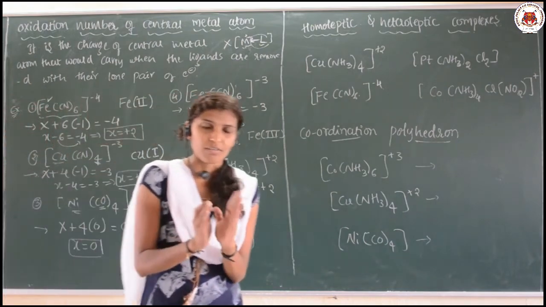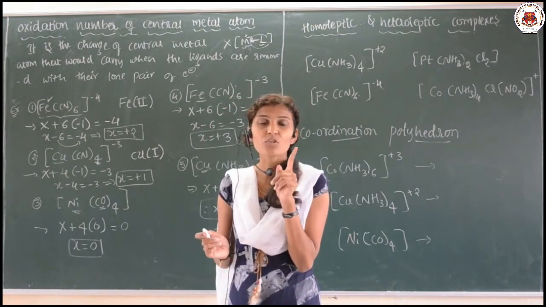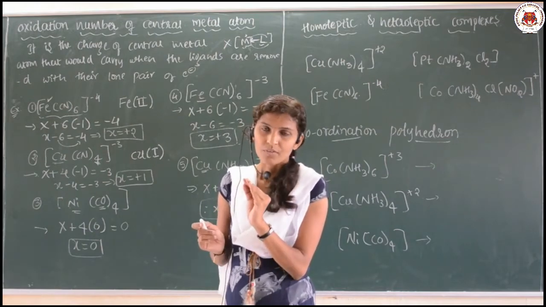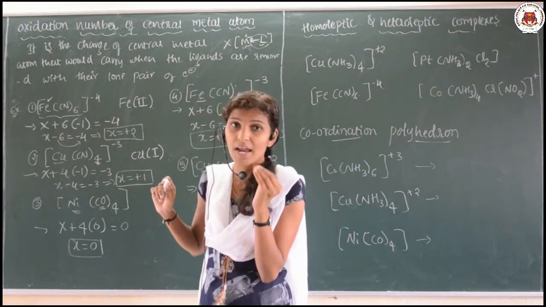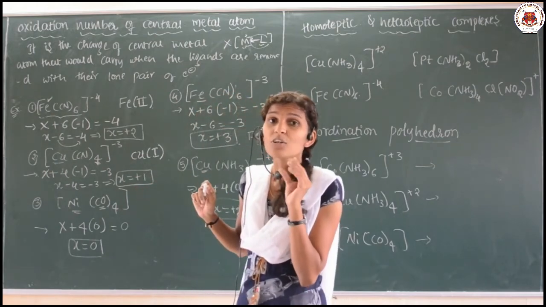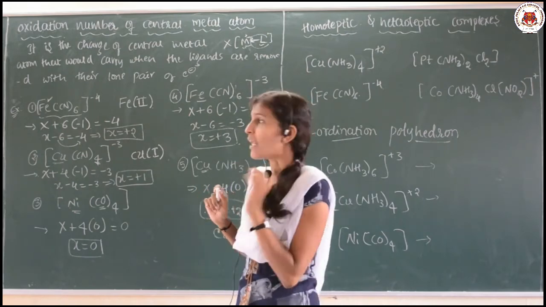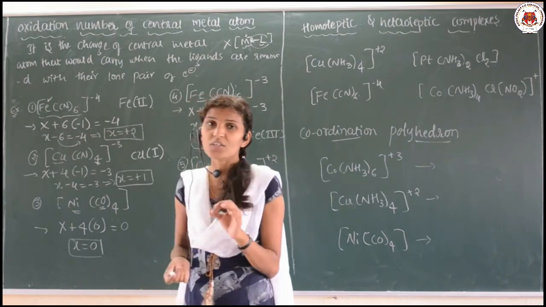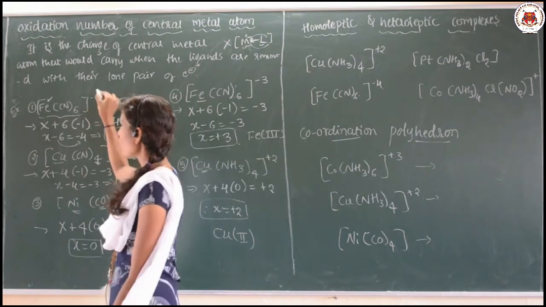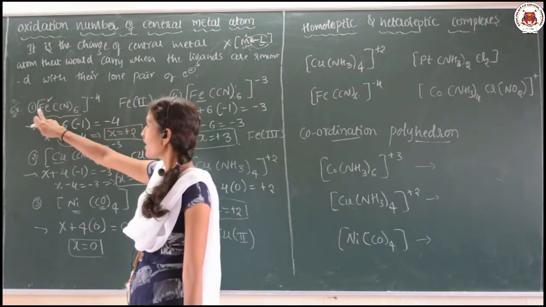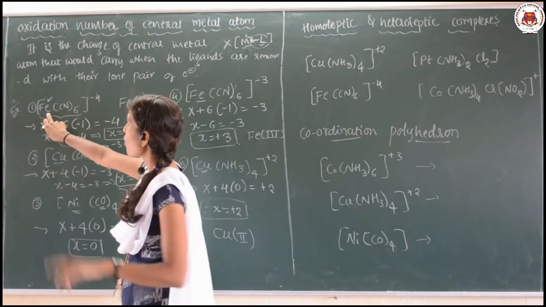Simple. The definition of the oxidation number of the central metal atom is the charge that the central metal atom would carry when the ligands are removed from it along with their lone pairs of electrons. Then how to find the oxidation number of the central metal atom? Let us take an example. Here this is the complex ion, and these are the ligands, and this is the central metal atom. So I need to calculate the central metal atom's oxidation number.